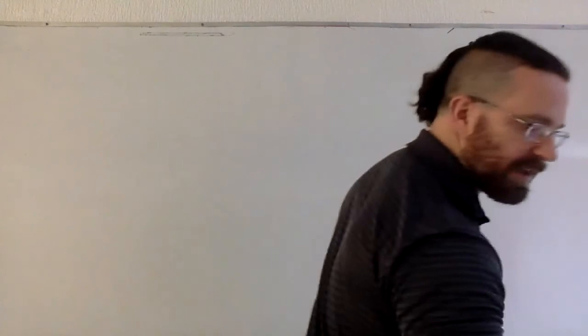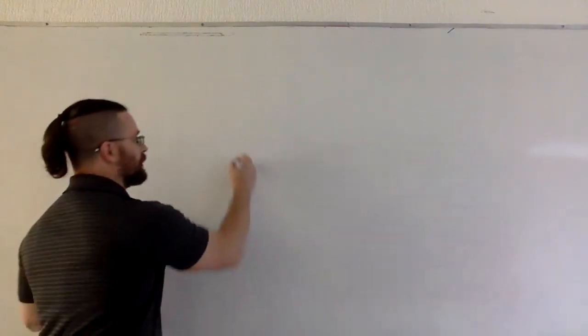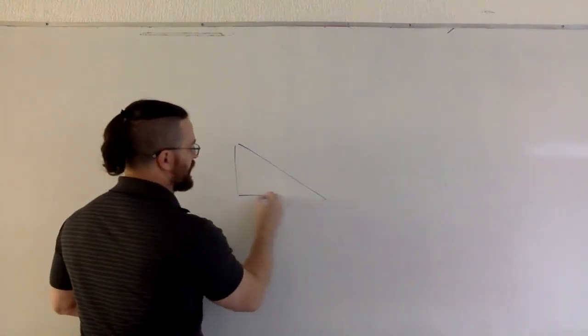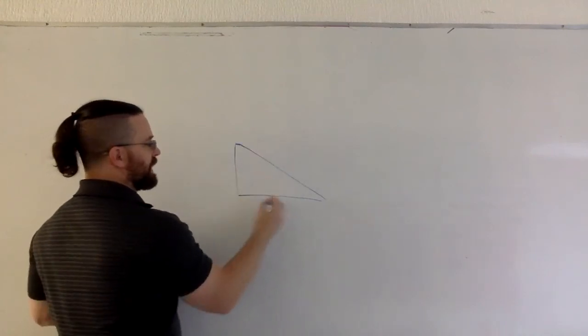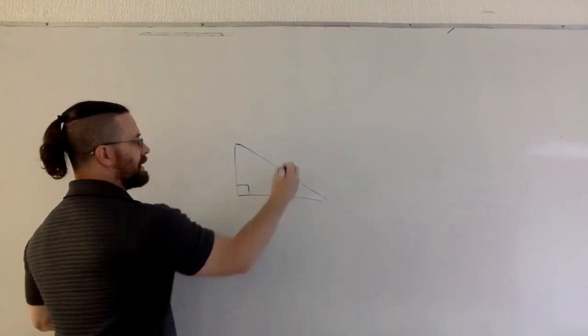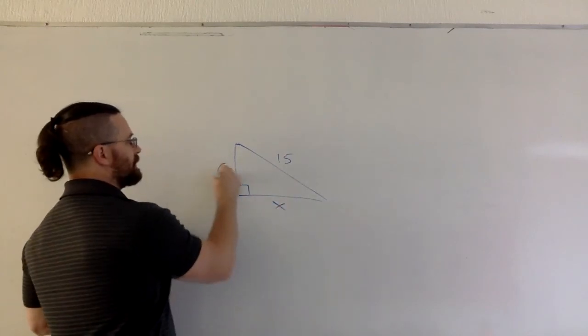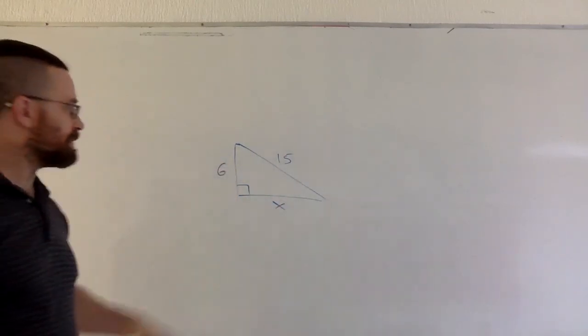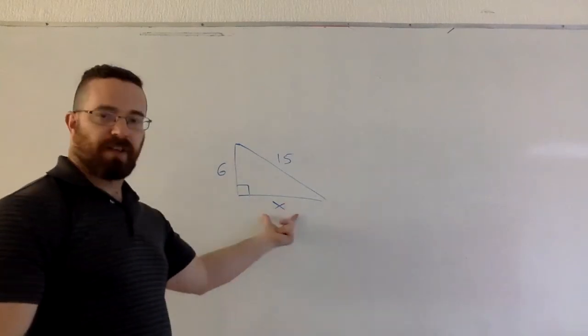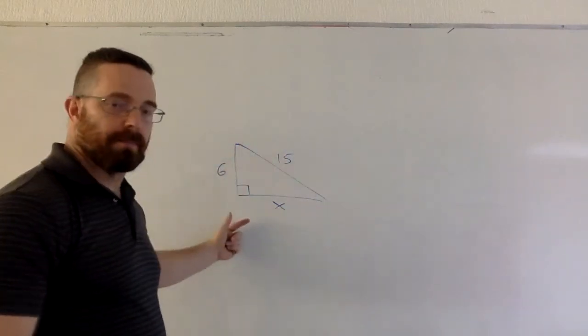Now, it doesn't always have to be that you're trying to solve for the hypotenuse. Maybe I know the hypotenuse. So let's say I know the hypotenuse is 15. I know this side is x, and I know this side over here is 6. And I'm trying to figure out which side down here would fit to complete my right triangle.